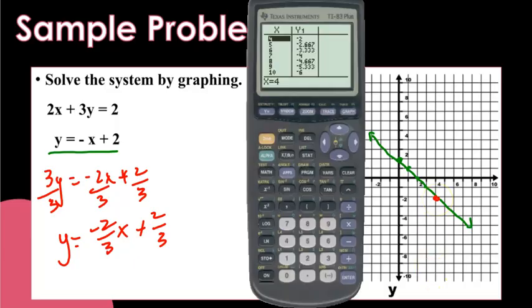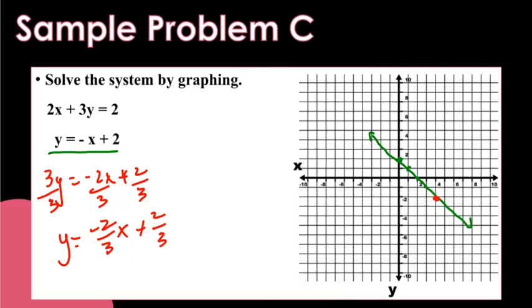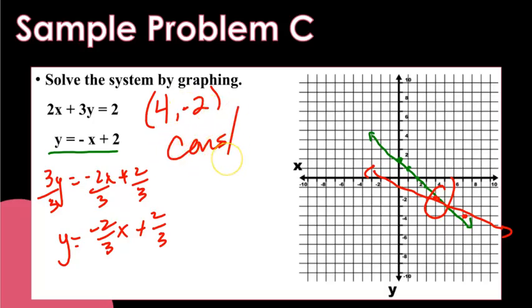And then go back, find another one. I have 7, negative 4. So (7, -4) will be right here. So now if I draw my line, looks something like that. But this is the point that they cross. That's going to be at (4, -2). So this would be consistent and independent.